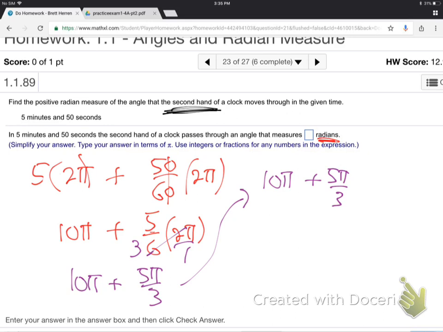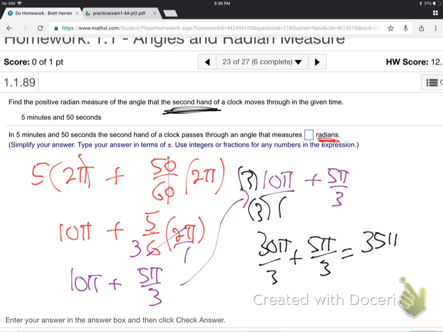How do you add 2 things? Put 10 pi over 1, multiply top and bottom by 3, 30 pi over 3, plus 5 pi over 3, 35 pi over 3. There it is. 35 pi over 3. That's the angle it goes through. Take a look for a second.